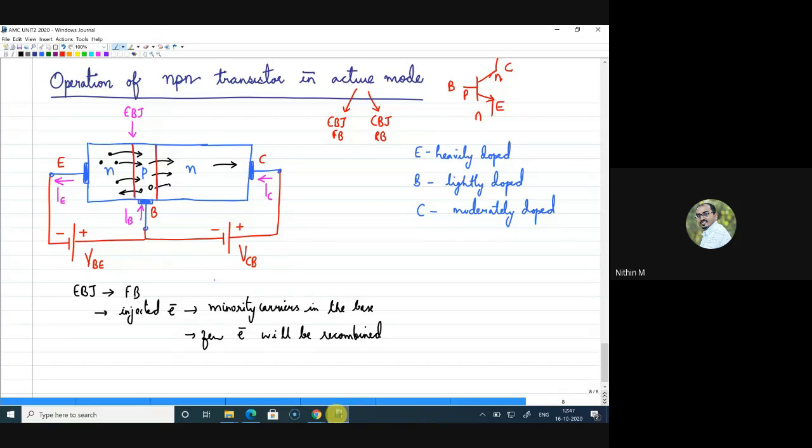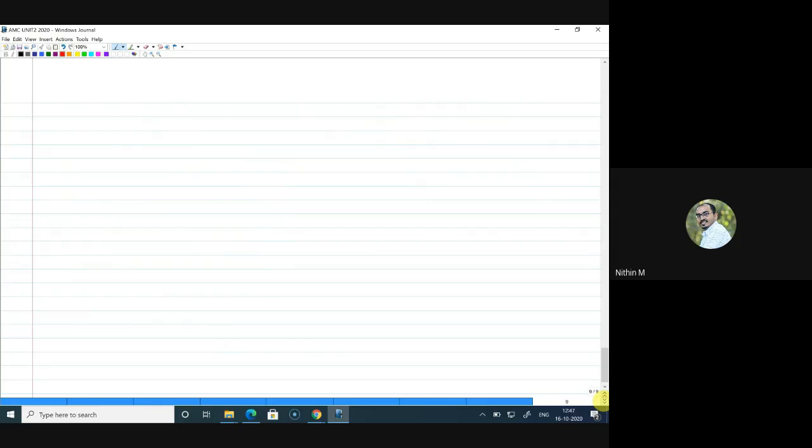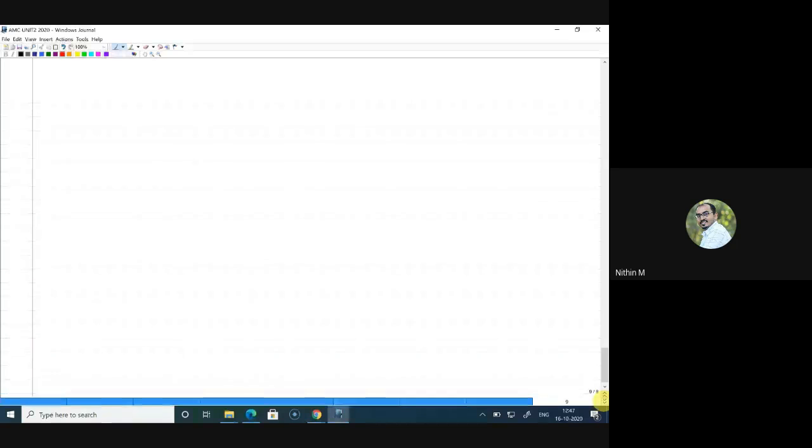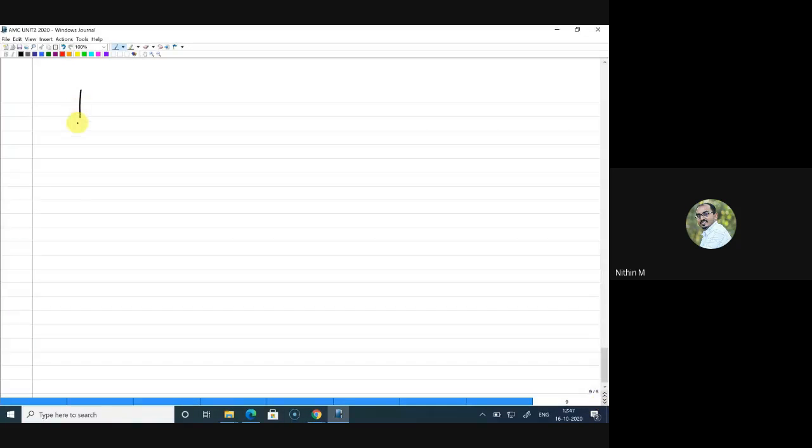Now the important thing here is, when we write the current equation for an NPN transistor, we know that the transistor has PN junctions. So we should be familiar with the current equation of a PN junction diode. For that, I'll start with the current equation of a diode so that the same thing can be extended to BJT. Now, say this PN junction diode is forward biased.